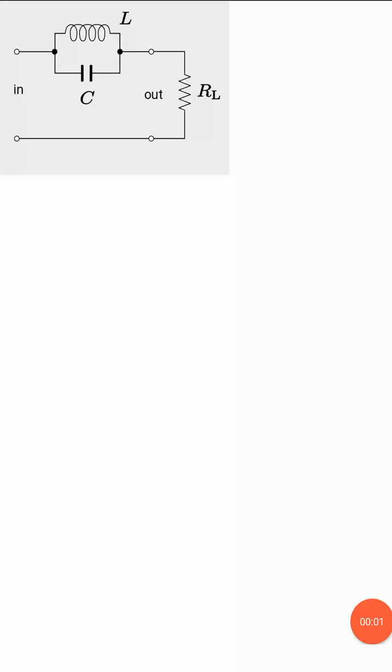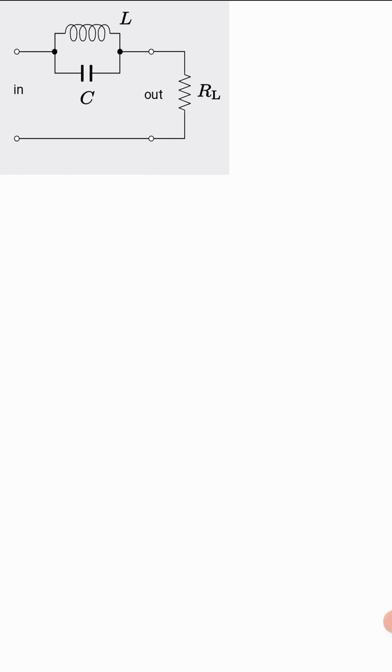So here we see a fresh circuit where we have input signal E in applied across these two terminals as shown, and there is a parallel network of L and C, and output is across these 2 points, and load RL is connected at the output as shown.